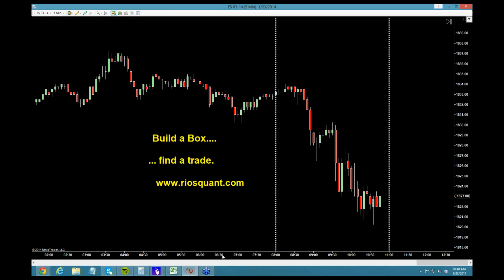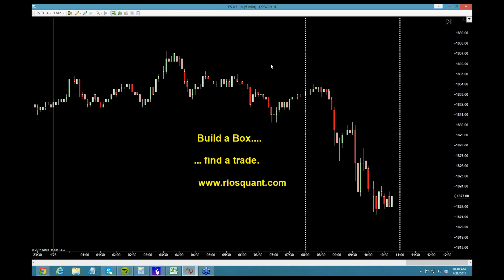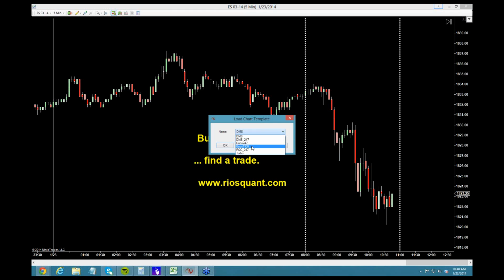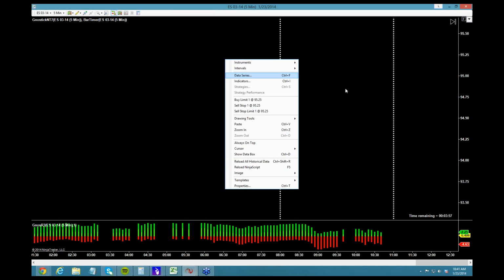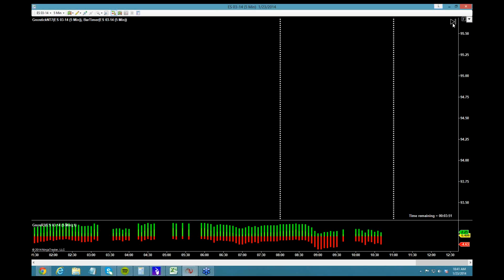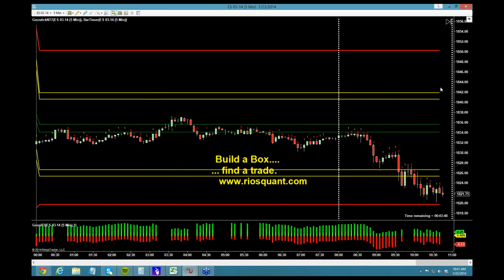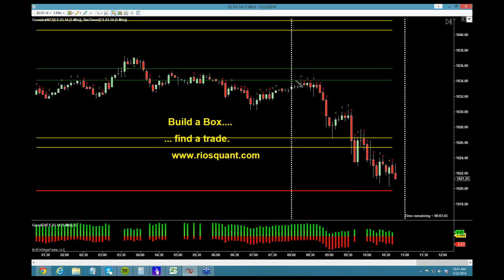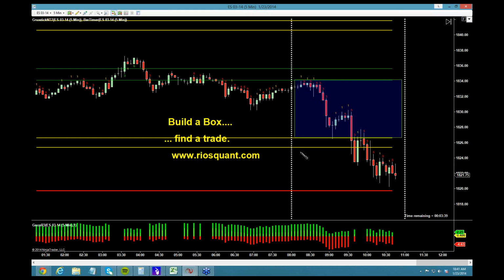The next thing I'm going to do is apply the top and bottom of the box. And I've got a preset template that I call GnosTICK, which is based on GnosTICK levels. Just bear with me here for 1 second, making sure I've got everything ready to go. And now you can see the box forming. Now the reality is we have two boxes. We have one box here, and we have one box here.